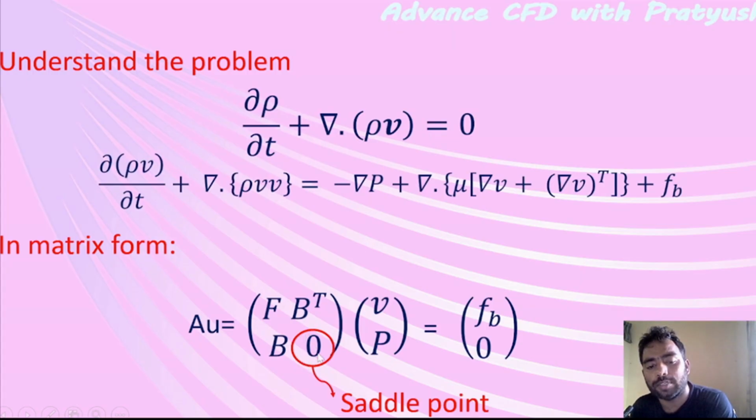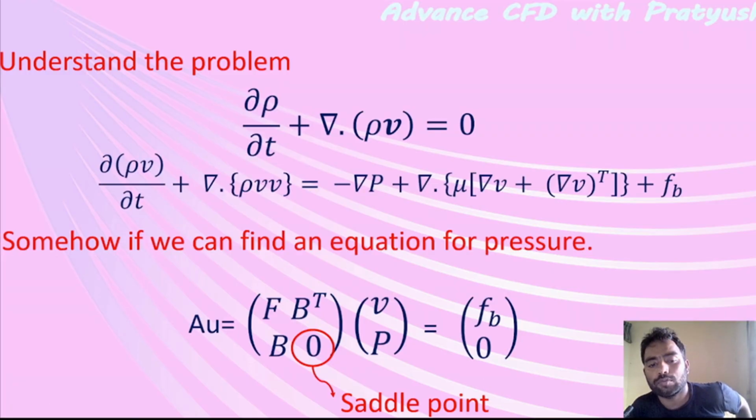Now the problem is that this is a saddle point. This matrix has a 0 component on the diagonal. This is referred to as a saddle point, and therefore we are unable to find the solution. There will be different algebraic equations, and due to this saddle point we cannot find the solution for these algebraic equations.